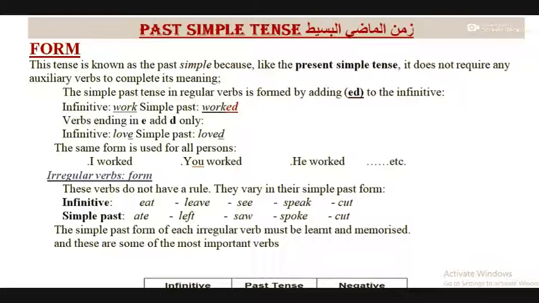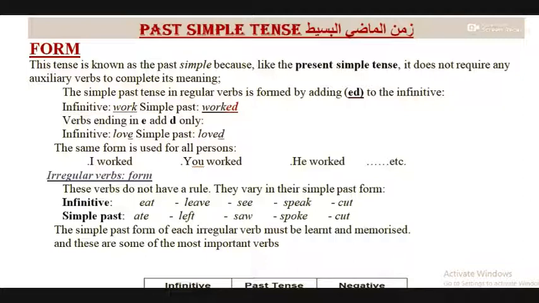Today, inshallah, we're going to finish Unit 3. You can consider this as a quick revision on the grammar rules in Unit 3 and also on its language functions. Okay, let's get started. We will start with the past simple tense.